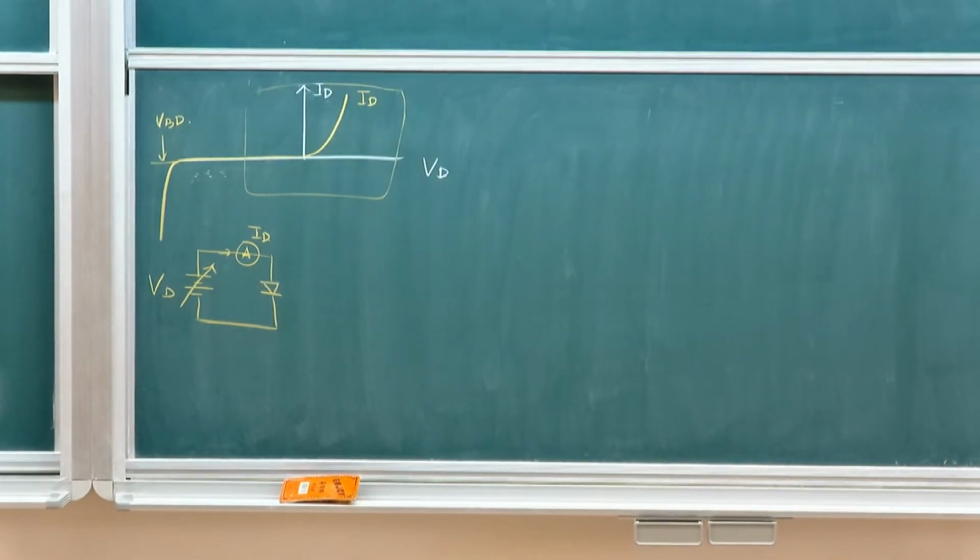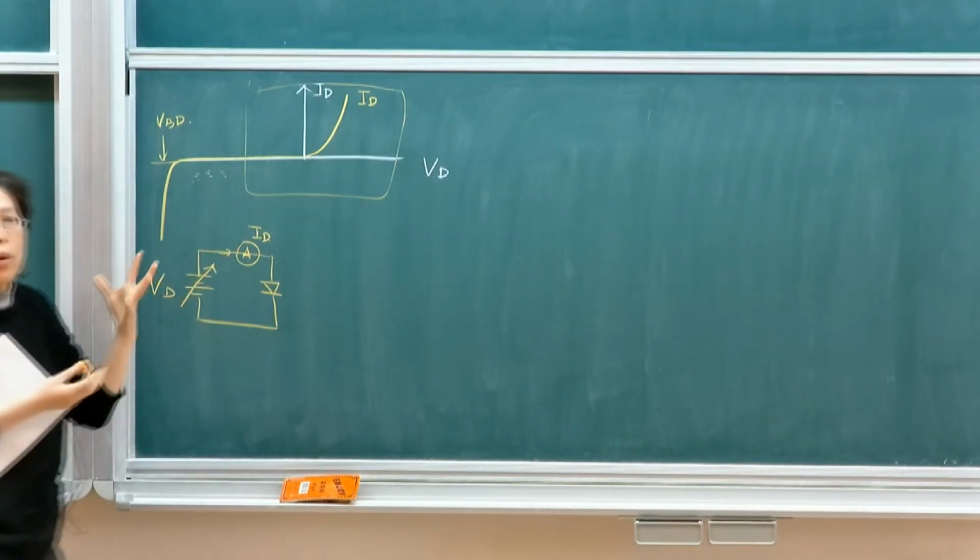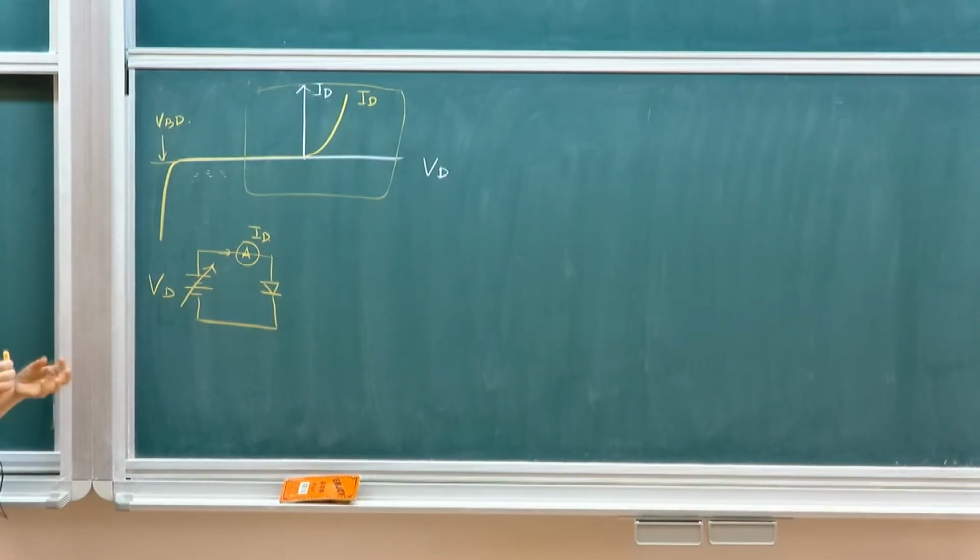So anytime you see this forward and reverse characteristic show up, that means you actually made something right. At least this particular structure is correct. Okay.